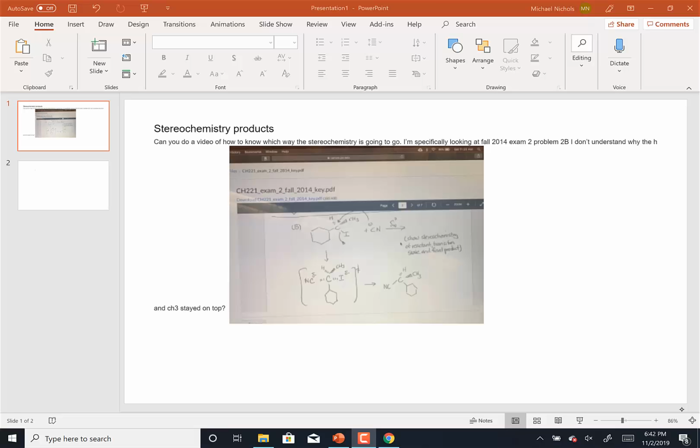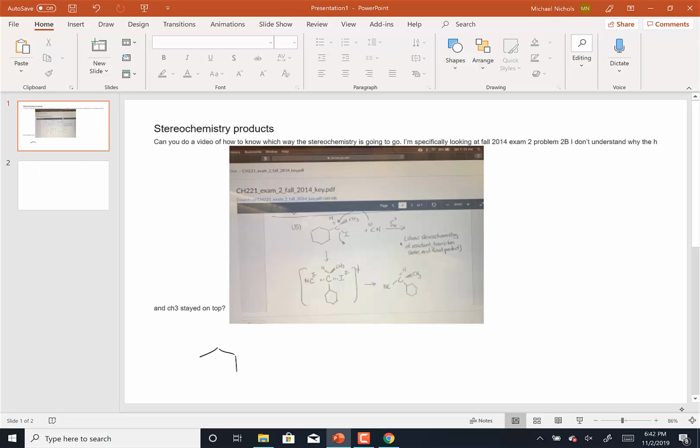Okay, this question from the fall 2014 exam is to draw the stereochemistry of this SN2 reaction. So let me redraw this down here a little bit clearer.